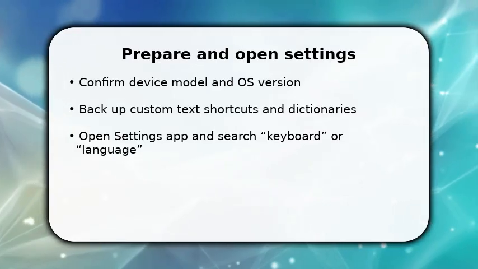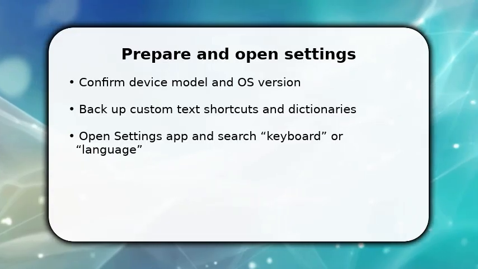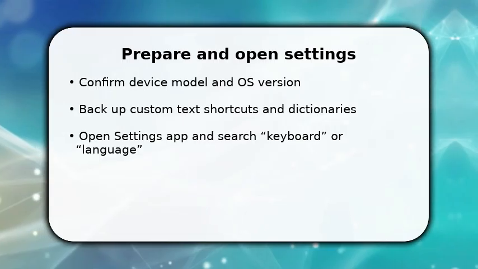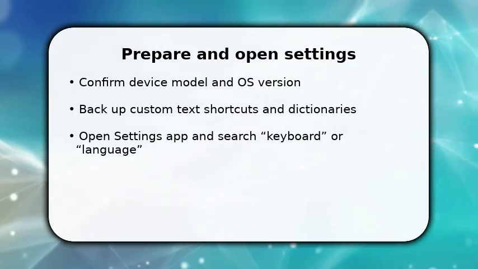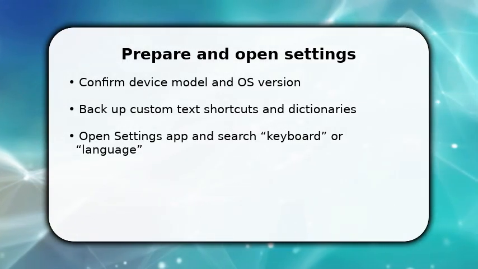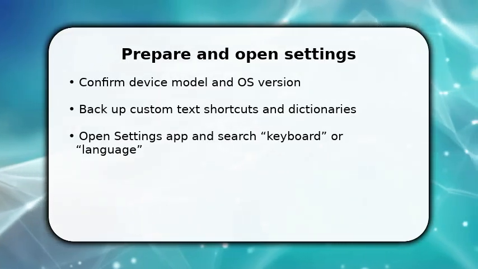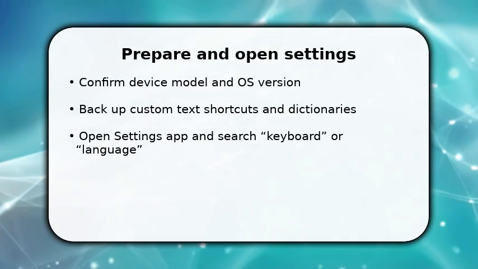You'll start by confirming your device and OS so you change the right menu. Back up any custom shortcuts or personal dictionary entries now. Once deleted, they're gone. Open Settings and use the search bar for Keyboard or Language to jump straight to input settings. This saves time versus digging through menus.